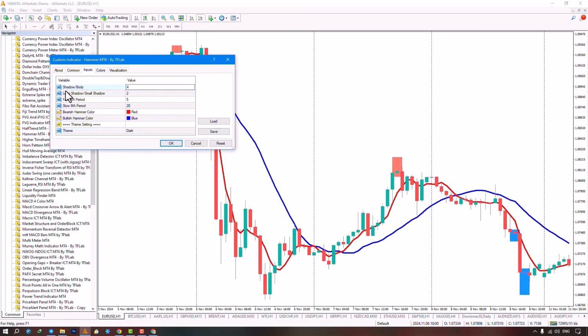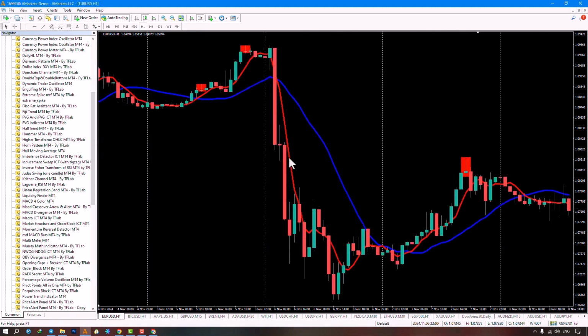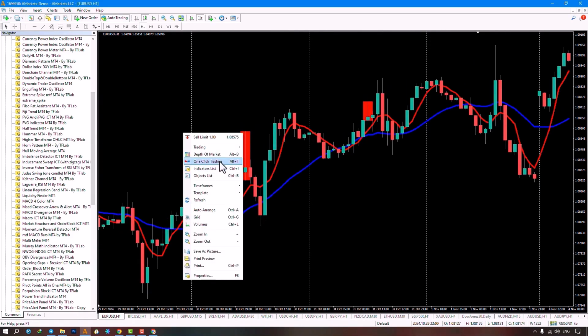So, I set the shadow to body ratio to 4 and the long shadow to short shadow ratio to 3, and then I click OK. Ratios are set by factors. A ratio of 4 means the shadow is 4 times the body. The long to short shadow ratio should be 3.